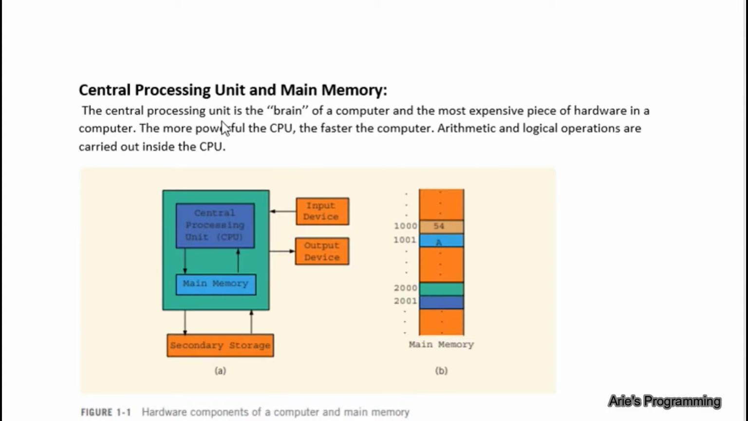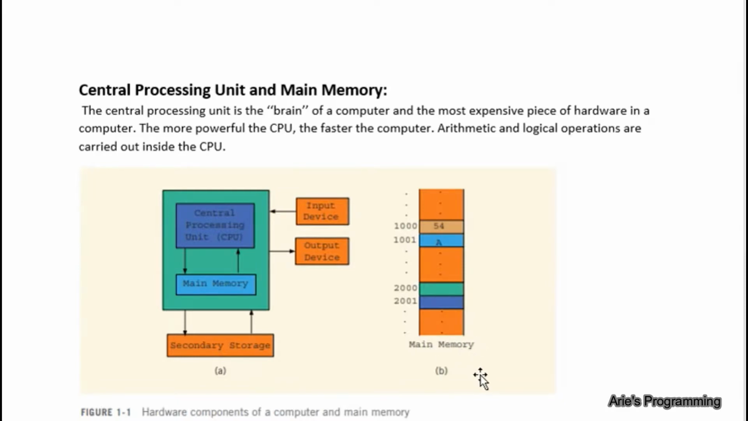The central processing unit is the brain of a computer, the most expensive piece of hardware in a computer. The more powerful the CPU, the faster the computer. Arithmetic and logical operations are carried out inside the CPU. Input devices give input. The CPU is directly connected with main memory. All programs go into main memory before execution and before a program can manipulate them. When the computer turns off, everything in main memory is lost.